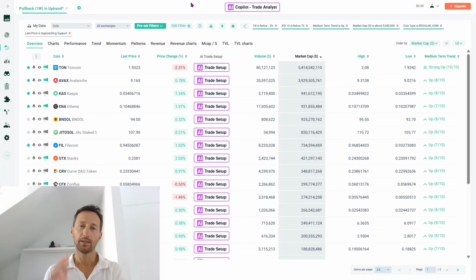All right, well, I hope this has been helpful on how to best utilize the new feature that we have launched. I think it's a powerful feature for beginner, intermediate and advanced level traders as well.